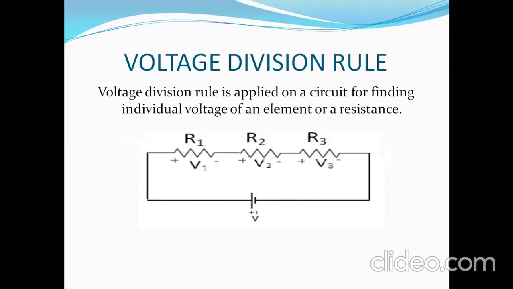Now, the second important topic for circuit analysis is the voltage division rule. The voltage division rule is applied on a circuit for finding the individual voltage of an element or a resistance. So why do we use this voltage division rule? That means we have to find the voltage across resistor 1, voltage across resistor 2, and voltage across resistor 3, that is R3. If we have the requirement to find the voltage across an element, then we need to apply this voltage division rule.